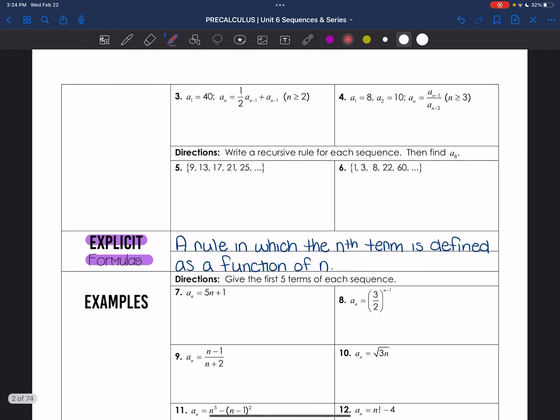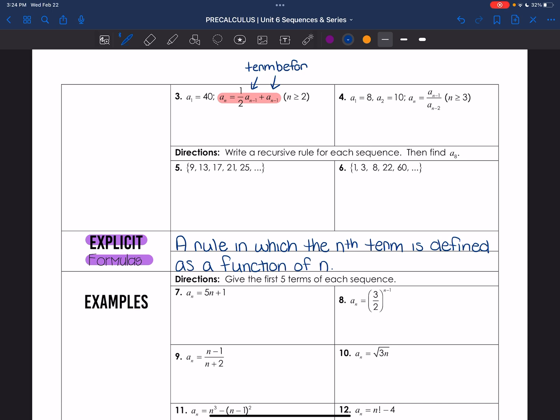Now I want to do just a couple more here with you all. Let's look at number 3. Number 3, our recursive formula is right here. It says that the nth term is going to be 1/2 the previous term plus the previous term. You could even label this. What does the n minus 1 mean? The term before. That's what it means. So we're going to take half of the term before plus the term before.